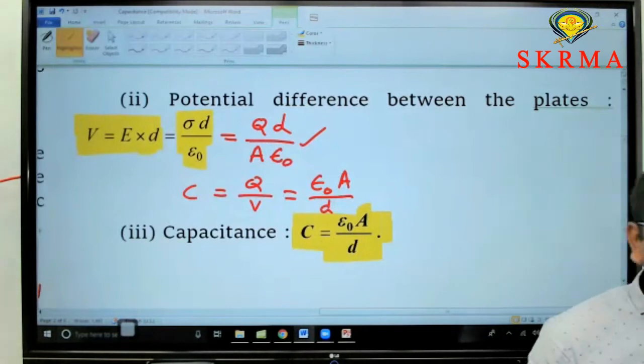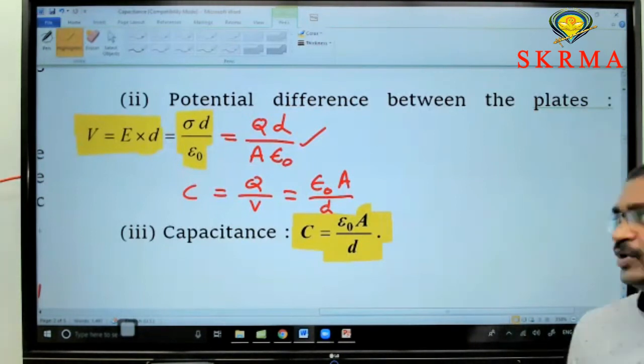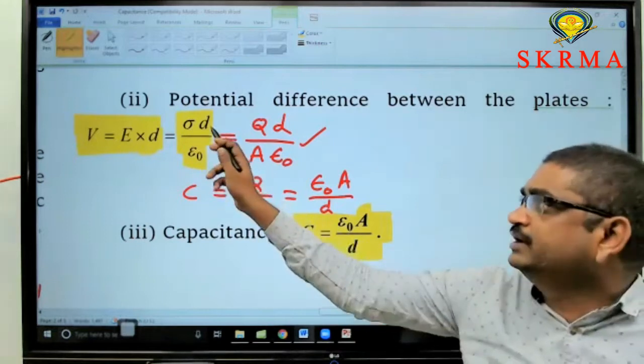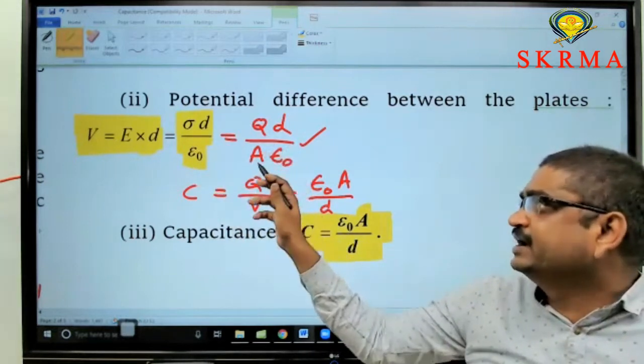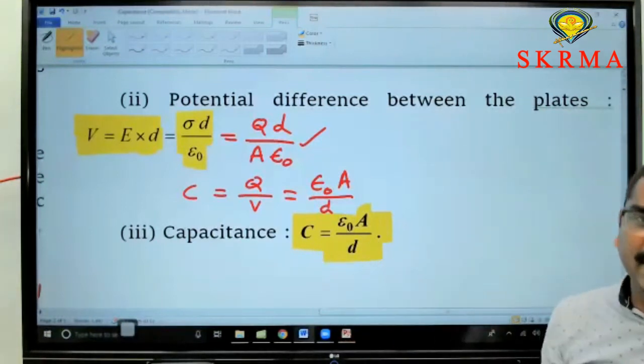So what is the formula for the electric field within the capacitor? Sigma by epsilon naught or Q by A epsilon naught. What is the formula for potential? Sigma into D by epsilon naught or Q into D by A epsilon naught. Now the capacitance formula is epsilon naught A by D.